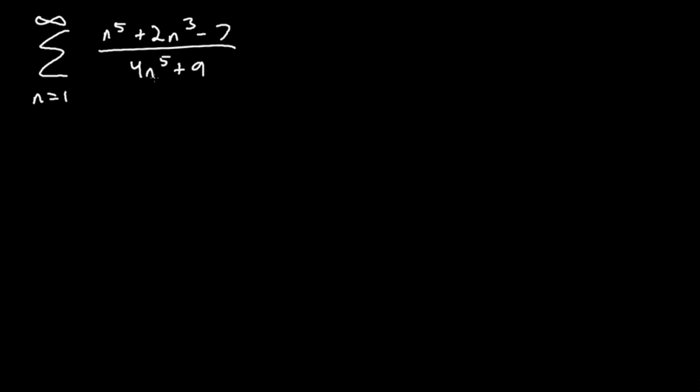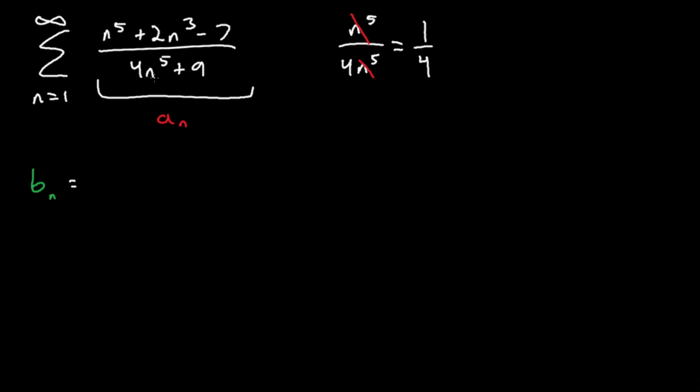Okay, let's start this problem, right? So, a of n, the original series, is this guy right here. Our goal, again, is to find b of n. In order to find b of n, we just care about the largest exponents. So we have n to the power 5, sorry, over 4n to the power 5. Okay, well, these just cancel out. You just get 1/4. So what do you do with 1/4? You can simply write down 1/4 here. It's just 1/4.